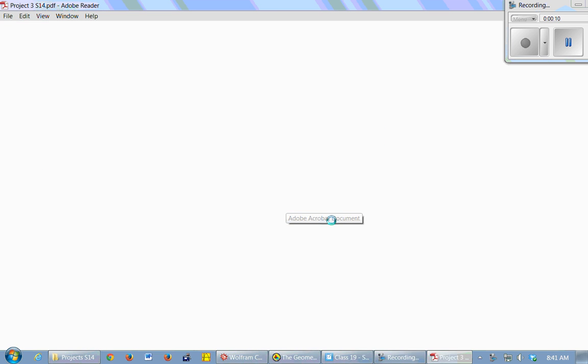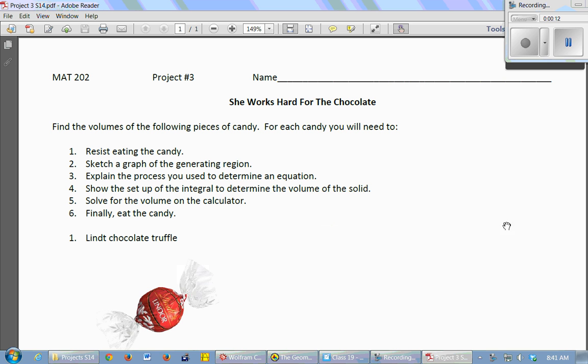The idea for this project is you're supposed to find the volume of some pieces of candy using calculus. So you want to sketch a graph of a generating region that's going to be rotated around an axis to form your piece of candy. Show the setup of the integral that you use to determine the solid, and you can use your calculator to actually calculate the integral. And then you can eat the candy if you want. And you have to do 4 pieces of candy.